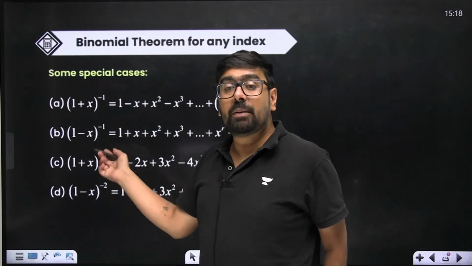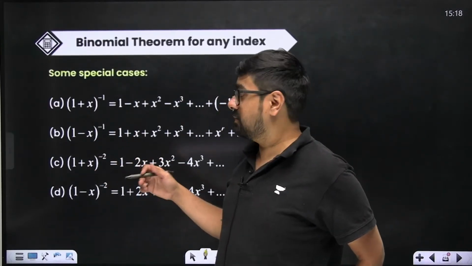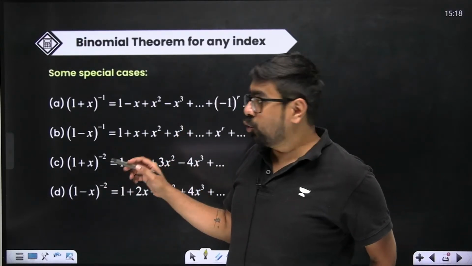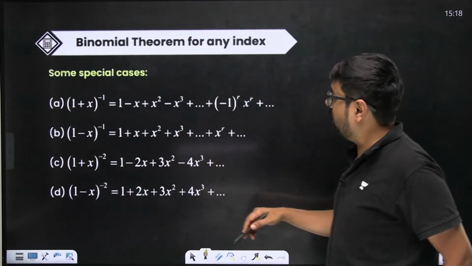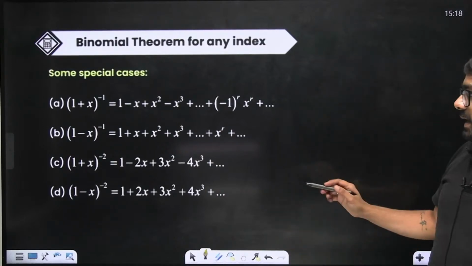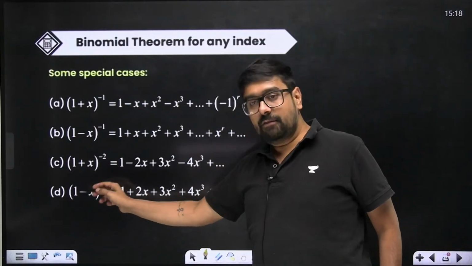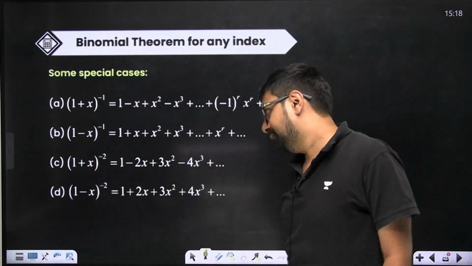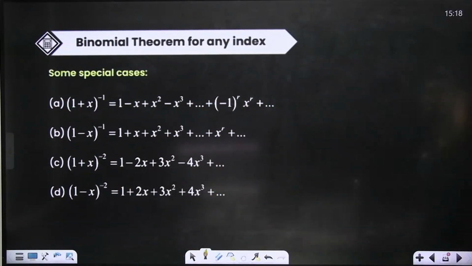1 plus x to the power minus 2 is also sometimes used a lot in questions. It is 1 minus 2x plus 3x square minus 4x cube plus 5x to the power 4, like that. Plus minus will go here. Here again 1 plus 2x plus 3x square plus 4x cube, like this. Right, so these expansions should be in your head.